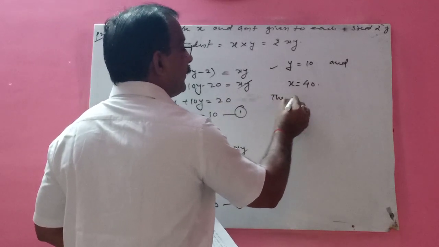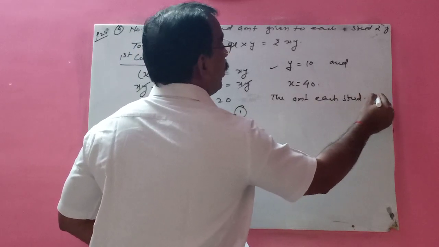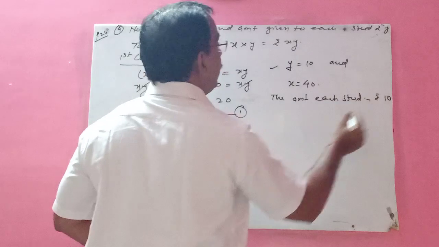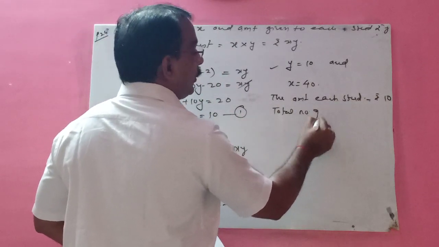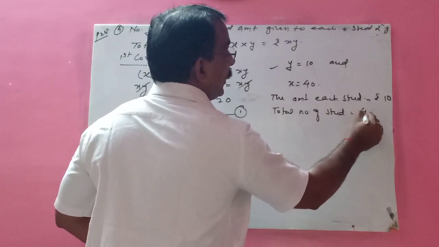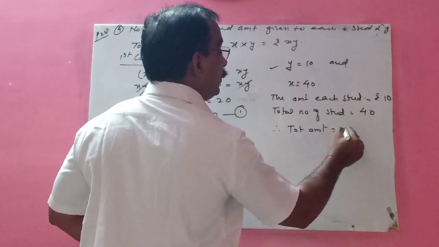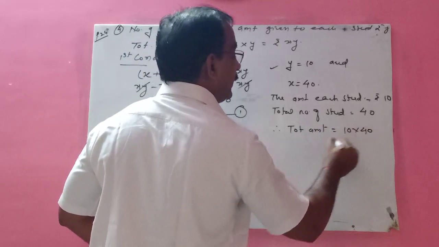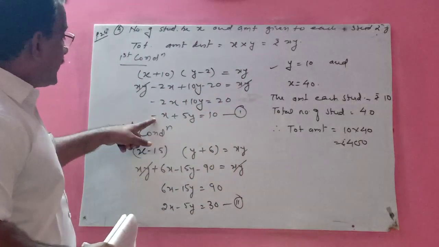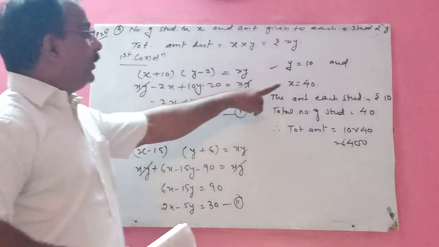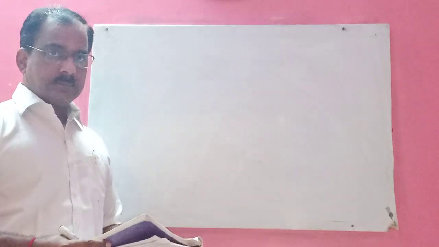The amount each student got, how much? Rupees 10, and the total number of students is 40. Therefore the total amount is equal to 10 into 40, which is equal to 400 rupees. You solve these two equations simultaneously and you will get the value of x as 40, y as 10, and this is your final answer.